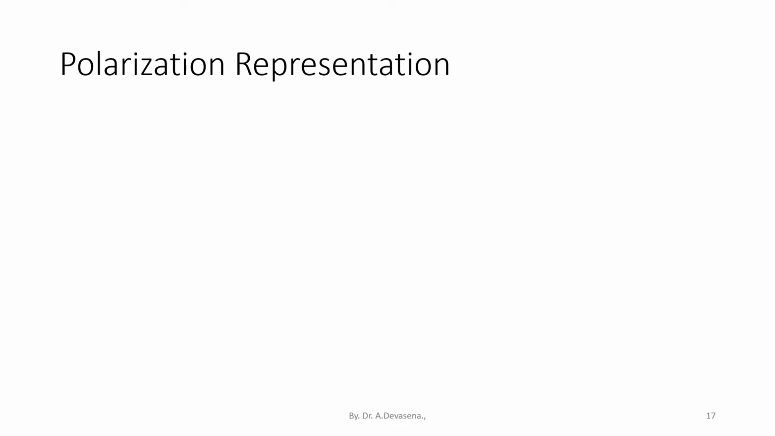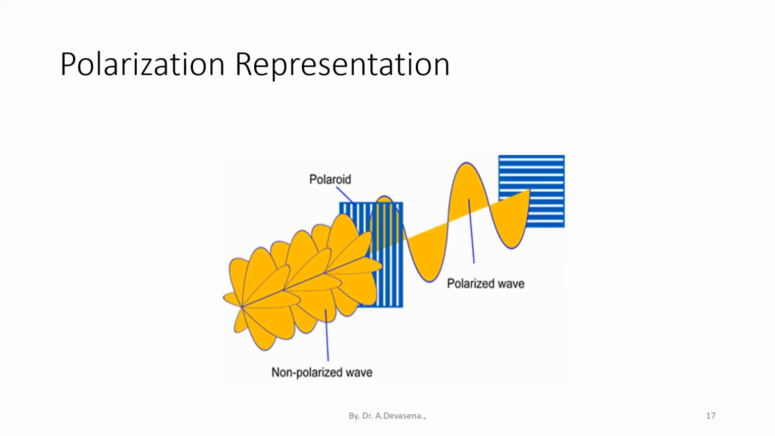Polarization representation is shown here. This is the representation of the polarization process. Non-polarized light wave is passed to the Polaroid, and from that Polaroid we are obtaining polarized light wave. This is indicated here.